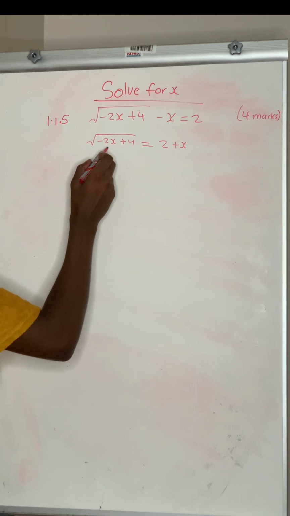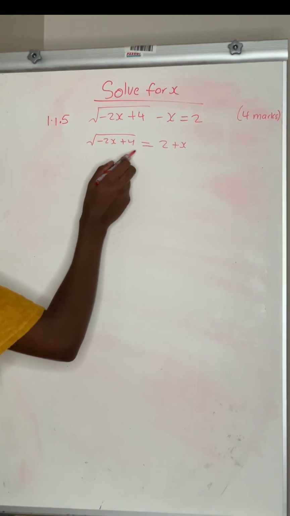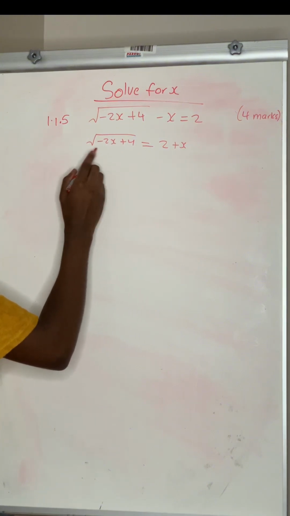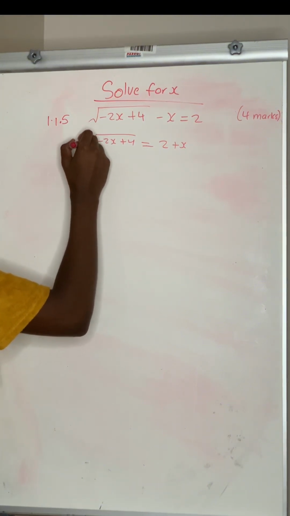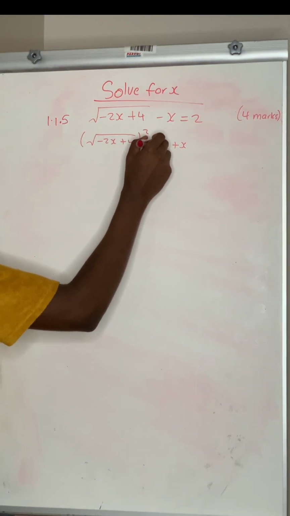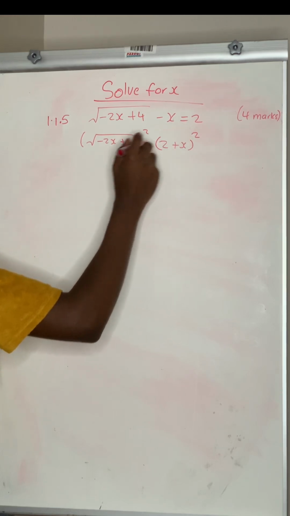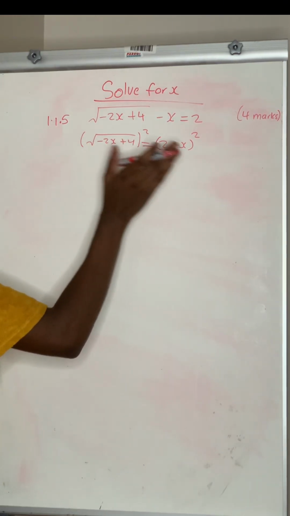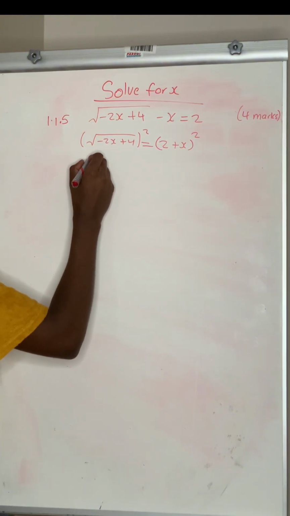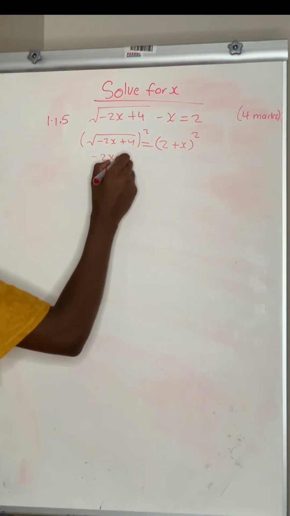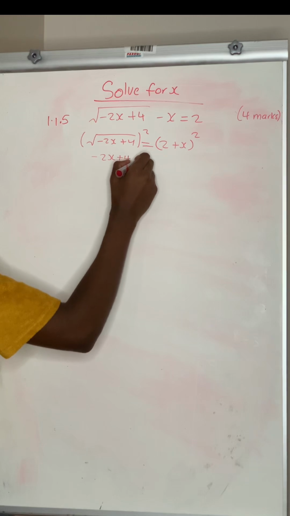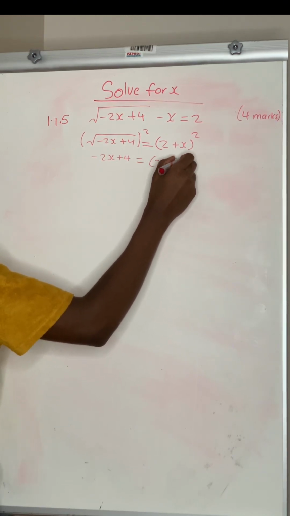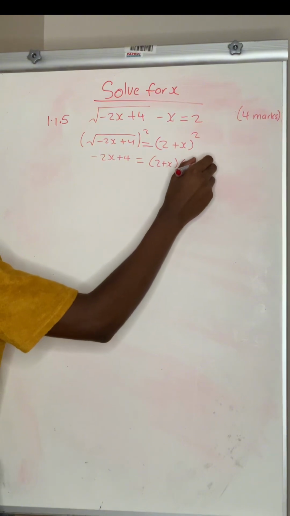And then from here we can try to get rid of the square root, and the only way we can do that is by raising both sides to the power of 2. So this is going to be raised to the power of 2. This is also going to be raised to the power of 2. Because remember, what you do to the left is what you do to the right hand side. So we're going to be left with negative 2x plus 4 is equal to 2 plus x times 2 plus x.